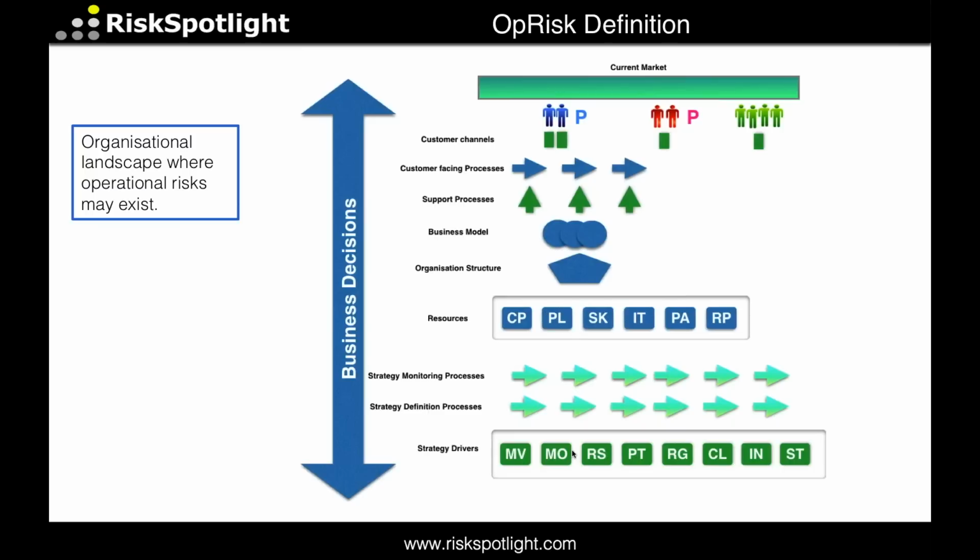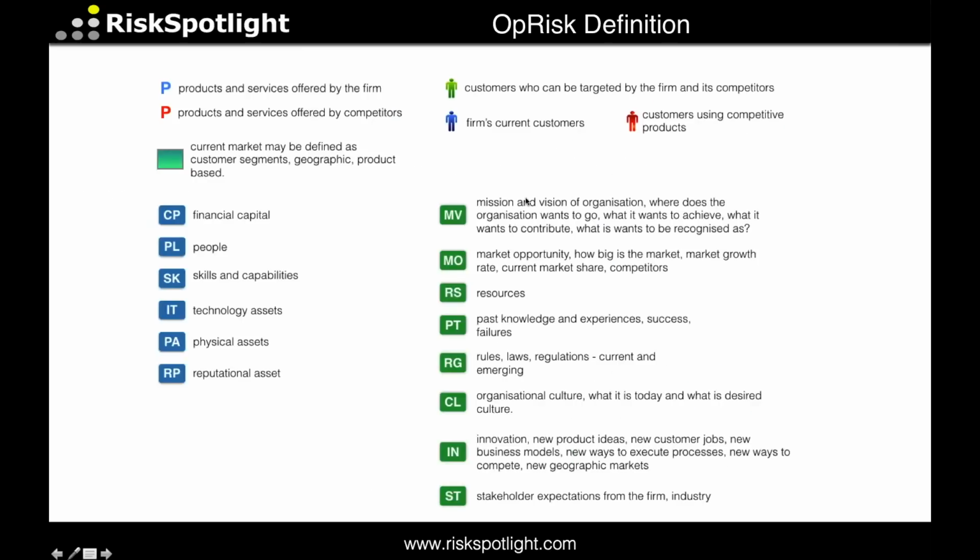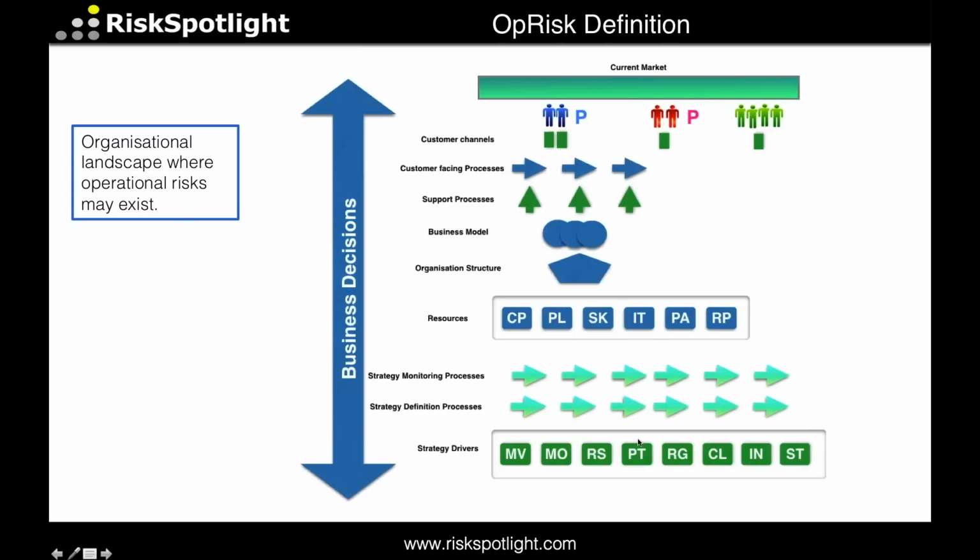And then there are different drivers which are driving the strategy and how we go to the market. So we have our mission and vision of the organization. We have a market opportunity, how big the market is. We have various resources we talked about, our past knowledge. We need to comply with some rules and regulations. We have a culture, so whatever we do needs to align with the culture we want to create in our organization. The level of innovation we want in our organization, and then also stakeholders. So what are the stakeholders expecting from our organization? That will also drive the strategy and the business model and the organization structure options we select.